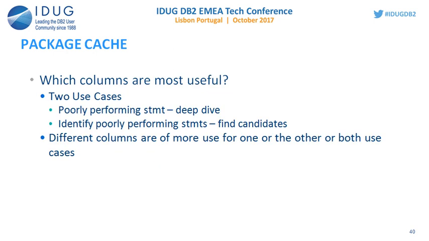Now, which ones are most useful? Well, there are two primary cases. One is if you have a poorly performing statement that you know about, someone told you this thing's running slowly. You want to do a deep dive, look at everything, all your clues. The other use case is to identify things that are performing poorly but meeting the SLA, so no one's complained, but it's taking too much time, too much CPU time, too much lock wait. And different columns are useful for one or the other.